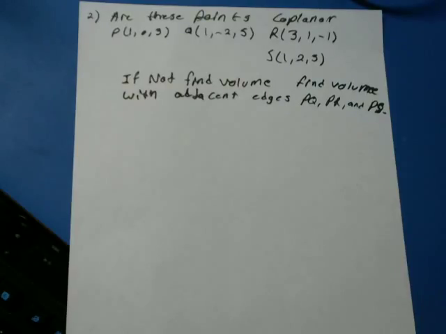Alrighty. For this problem, we are given 4 points, and we're asked to figure out whether they are coplanar or not. And if they are not coplanar, find the volume with given adjacent edges PQ, PR, and PS. That's an S. So really, this is a pretty simple problem. It kind of tells you there, find the volume, so we kind of know it's not coplanar. But we gotta actually figure it out.